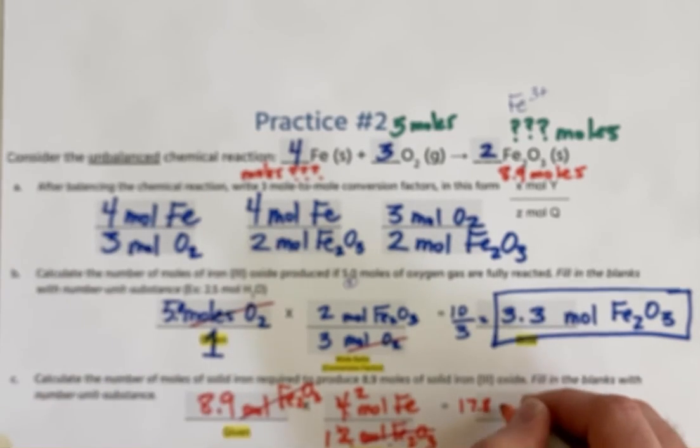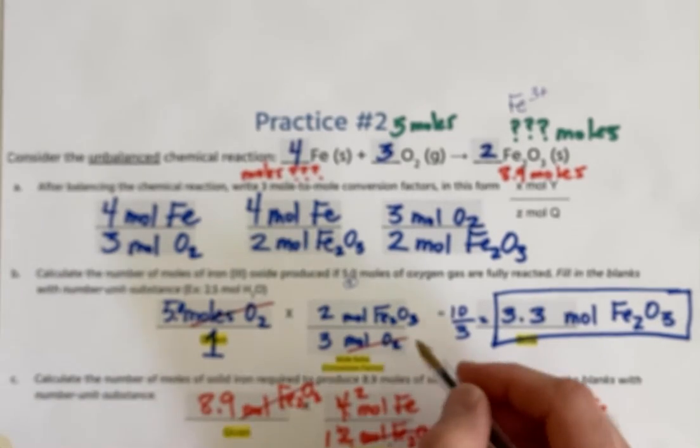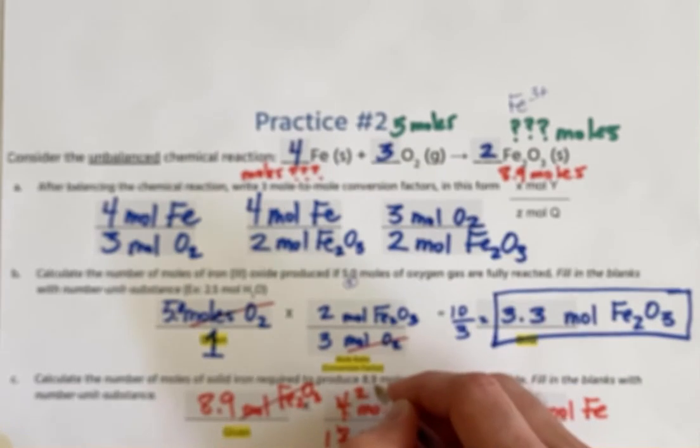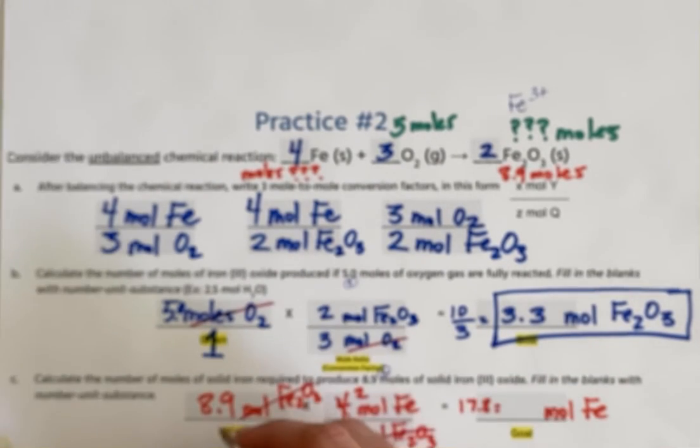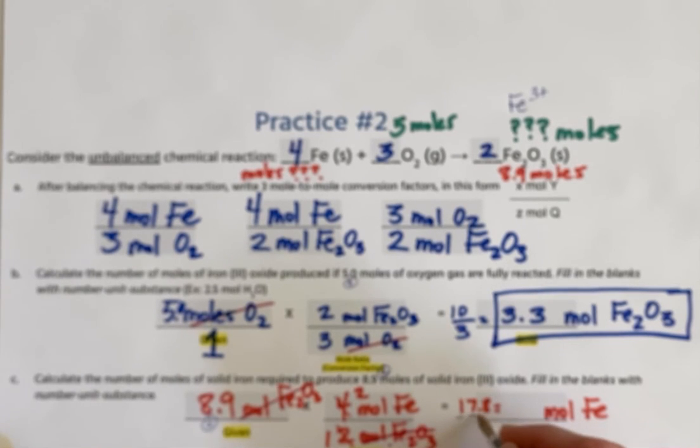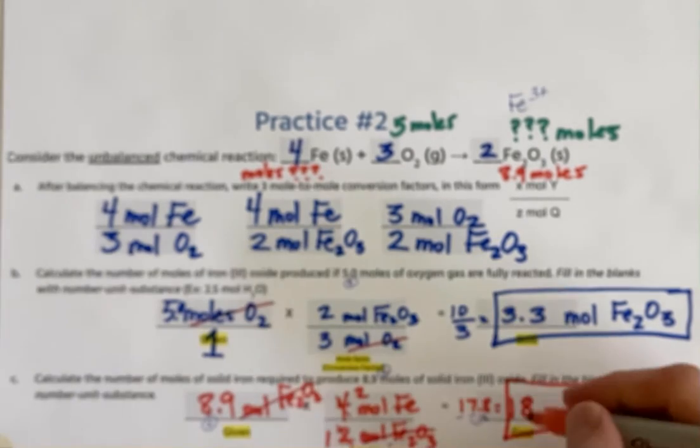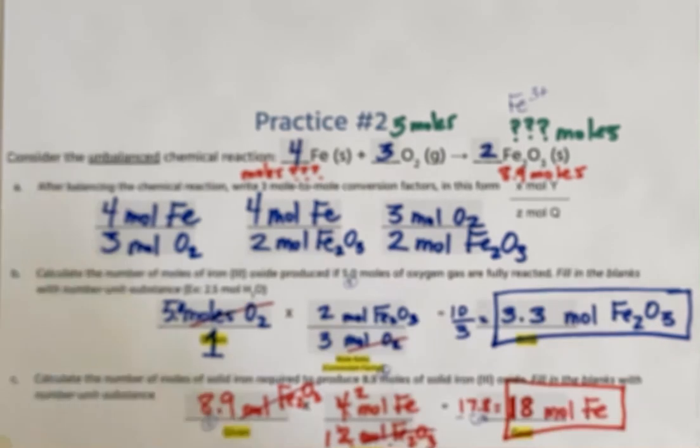17.8, but we need to look at significant digits. 8.9, these are 2 significant digits. So we need to round to 2 significant digits. 1, 2. So we're going to keep the 1 and we're going to round the 7. So we look next to it, 8. So we're going to round up. So the answer is 18 moles of solid iron. 18 moles of solid iron are needed to produce 8.9 moles of the solid product.